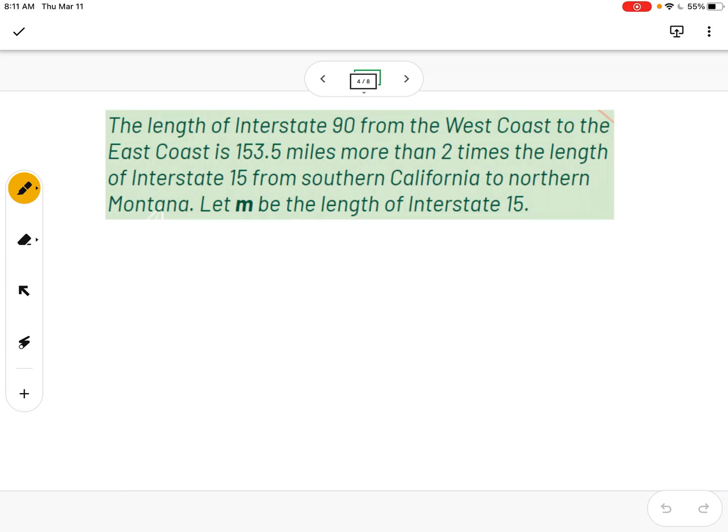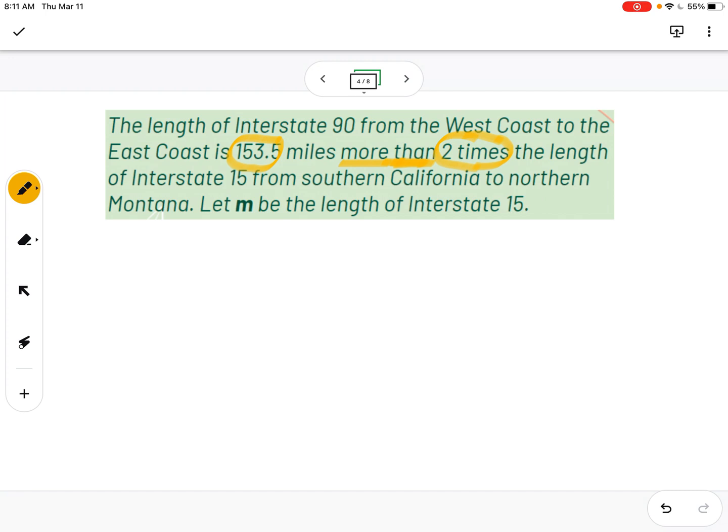Alrighty, let's set up an expression for this problem and go ahead and solve once we find a value for m. This says the length of Interstate 90 from the west coast to the east coast is 535 miles. Sorry, 535 miles more than 2 times the length of Interstate 15 from Southern California to northern Montana. Let m be the length of Interstate 15, and we're trying to write an expression for this.